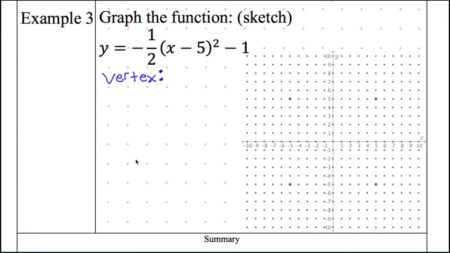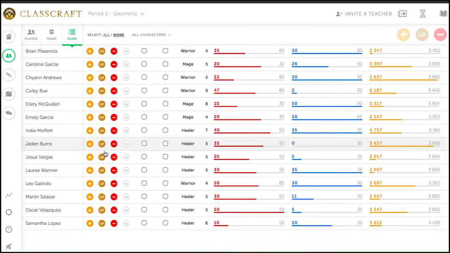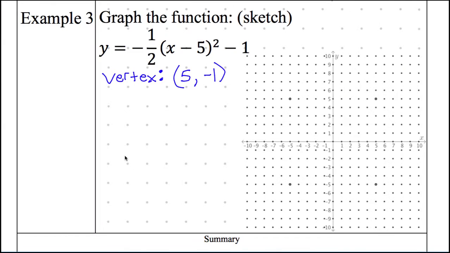Caroline, 50 XP, Caroline marble. All right, what is the vertex? Is there a quiet raised hand, though? Sam? 5, -1. There it is. Thank you, Sam. Marble and XP. Let's graph Sam's vertex. 5, -1.